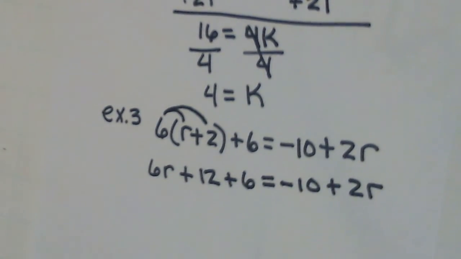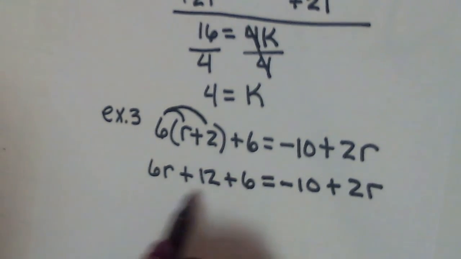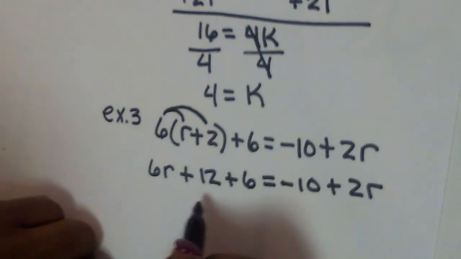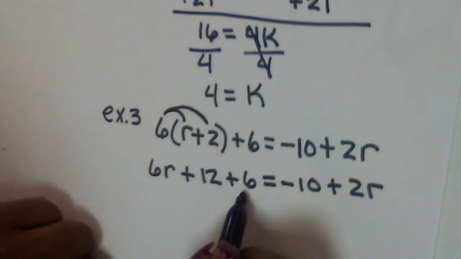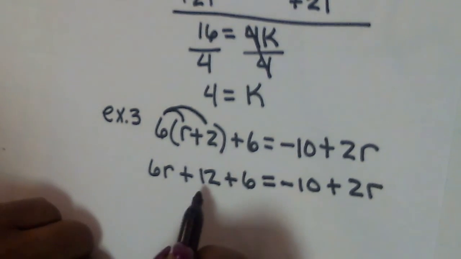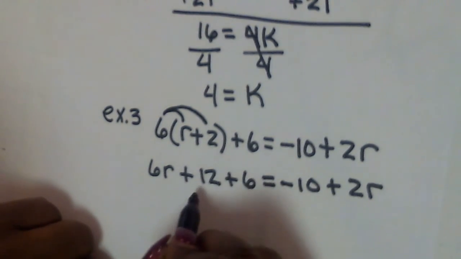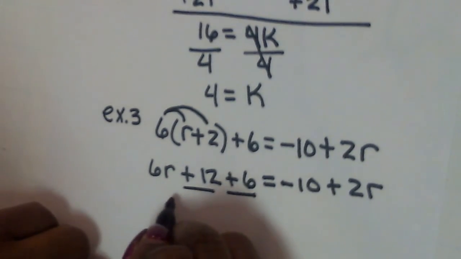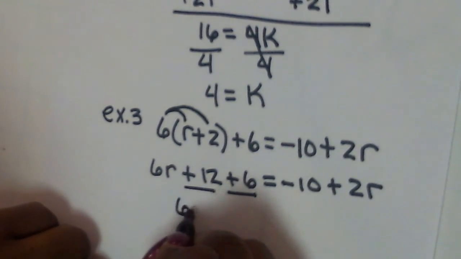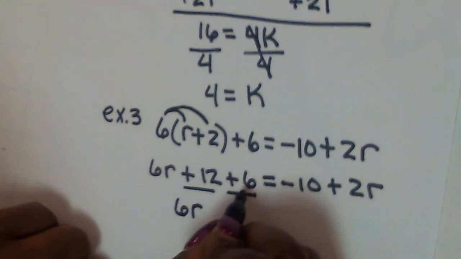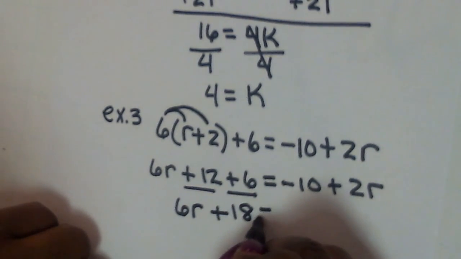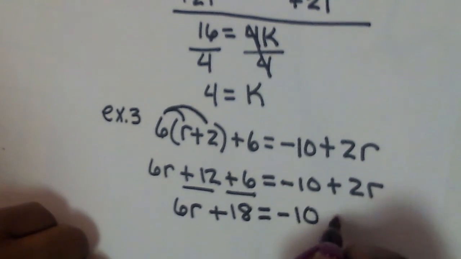Now, it still looks kind of long. This side looks really long. So I need to find a way to shorten it. And I notice that I have 2 constant terms. Those are terms without variables. And I can combine like terms. So I'm going to combine them. I'll bring down my 6r. 12 plus 6 is 18, and rewrite the rest of the equation.